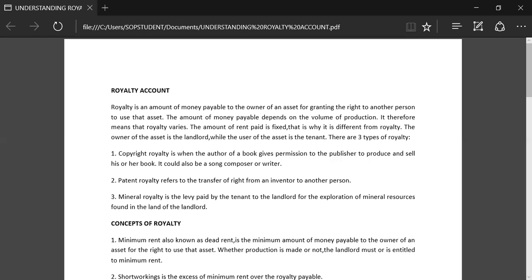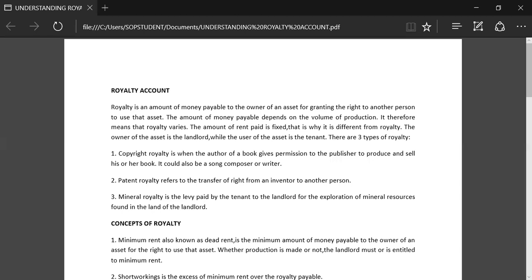Rent is fixed, however, royalty is different. Royalty varies. Royalty is not fixed. Royalty varies depending on the volume of production. Now there are three types of royalty: the copyright royalty, patent royalty, and mineral royalty.